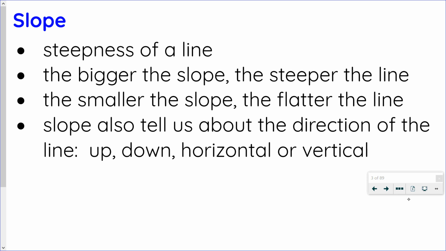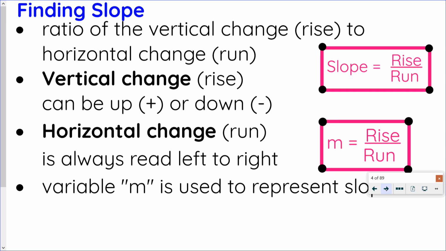Now, slope also tells us the direction of the line. Is it going up? Is it going down? Is it a horizontal line? Or is it a vertical line? We can tell what type of line and the direction of it just by looking at the slope. Let's dig into this a little deeper.